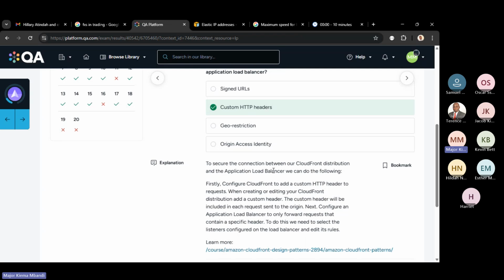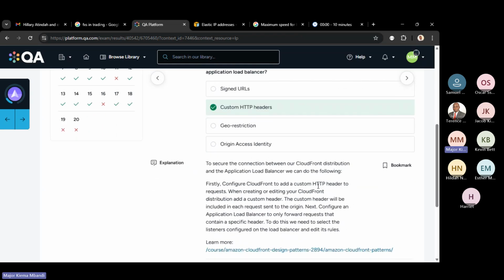So to secure the connection between a CloudFront distribution and the application load balancer, we can do the following. First, configure CloudFront to add a custom HTTP header to requests. When creating or editing your CloudFront distribution, add a custom header. A custom header will be included in each request sent to the origin. Next, you configure the application load balancer to only forward requests that contain a specific header. To do this, we need to select the listener configured on the load balancer and edit its rules.